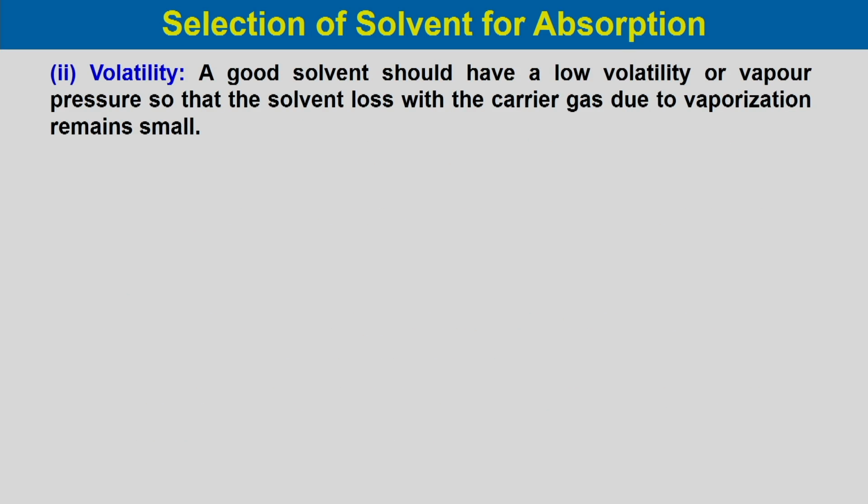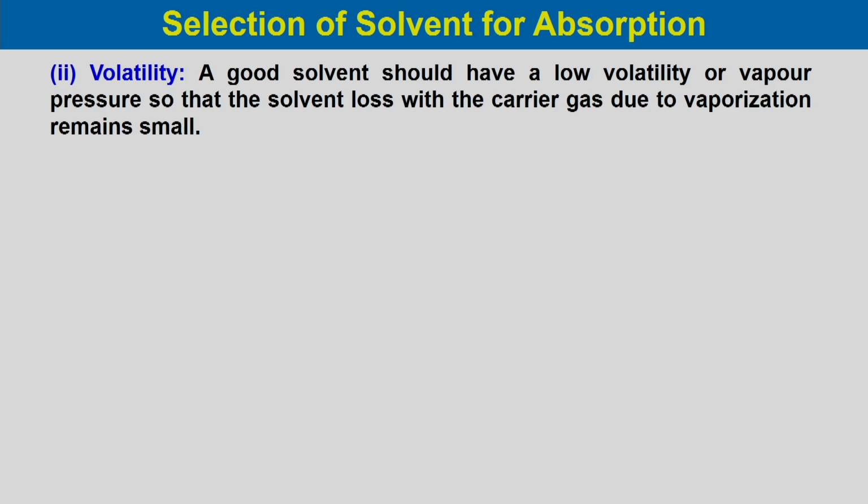The second property which we look for is that a good solvent should have a low volatility or vapor pressure, so that the solvent loss with the carrier gas due to vaporization remains small. Basically, if the vapor pressure of the solvent is low, it particularly helps when we regenerate the solvent in the stripper. If its vapor pressure is very high, there will be huge solvent loss in the stripper or desorption cell. So, the solvent should have a very low volatility or vapor pressure.